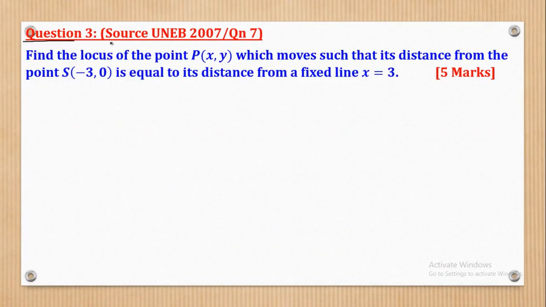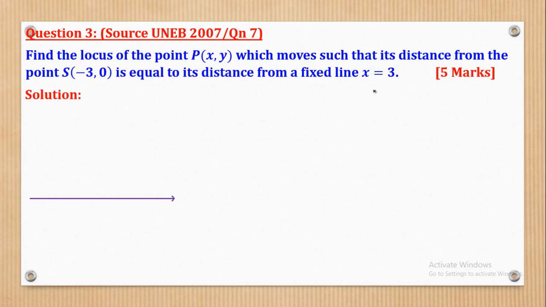So question 3 came from UNEB 2007 paper 1 question 7 and says, find the locus of the point P, which is xy, which moves such that its distance from point S is equal to its distance from the fixed line x equal to 3. Now here we need knowledge of how to get distance between 2 points and also how to get the distance of a point from a line.